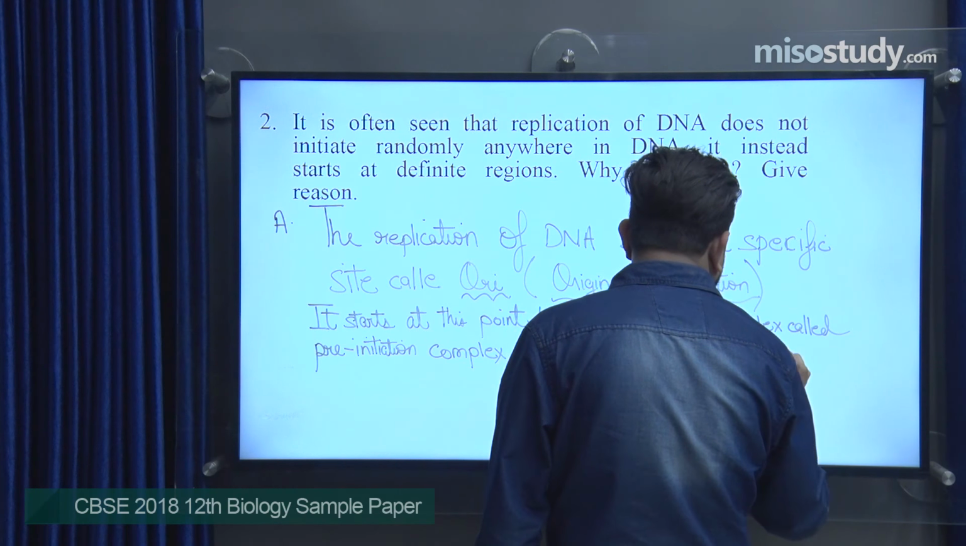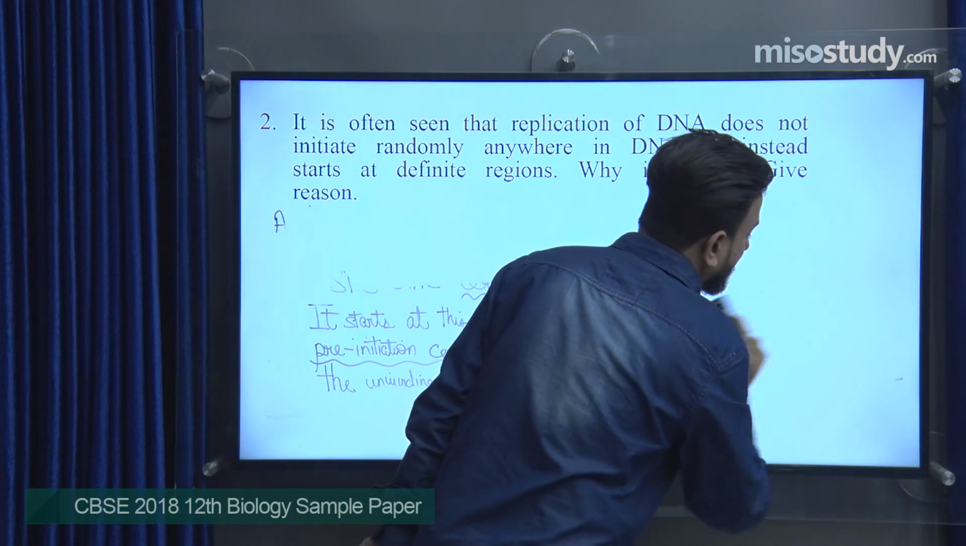So how does it happen? The DNA replication will start at only a certain point of the DNA. That point is called the origin of replication, the ori. And why does it happen at the ori? Because at ori there is a protein complex called the pre-initiation complex, which will identify and start the unwinding and the replication of the DNA. Got it? 1 mark, more than enough. You have already won 20,000, and let us now go into the next question.